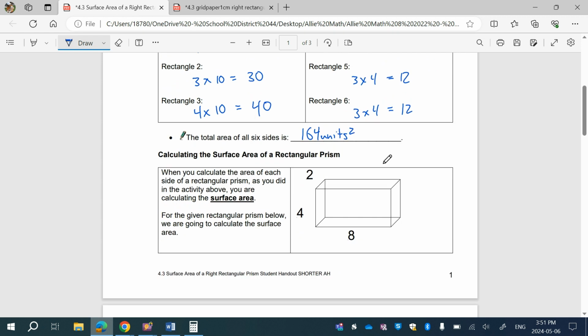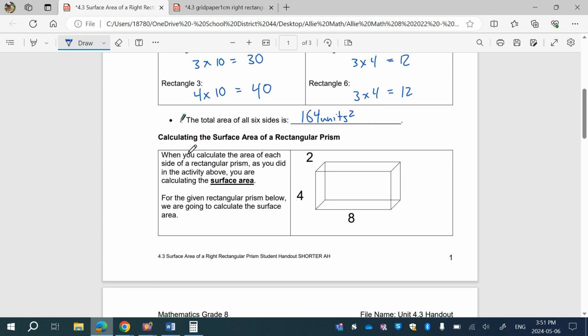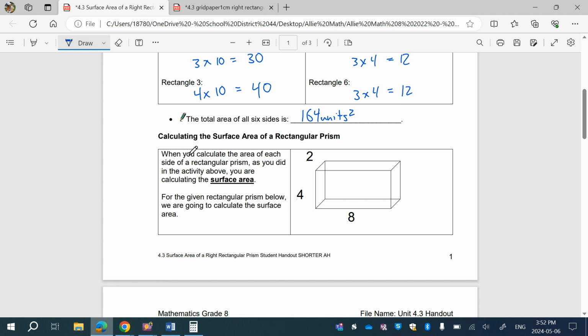Okay. Let's move on. Calculating the surface area of a rectangular prism. So when you calculate the area of each side of a rectangular prism, as you did in the activity before, as we just did, you are calculating the surface area. We're going to be looking at surface area, and we're going to be looking at volume. I think about the surface area kind of like your skin. It's the thing on the outside that covers it. And the volume is kind of like how much space it actually takes up in the world.